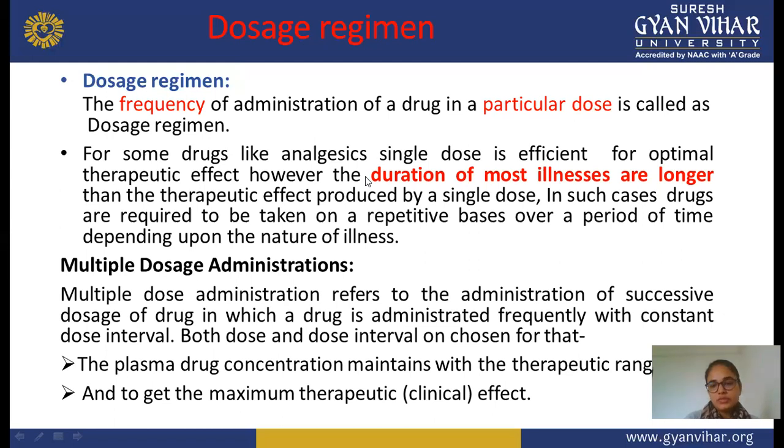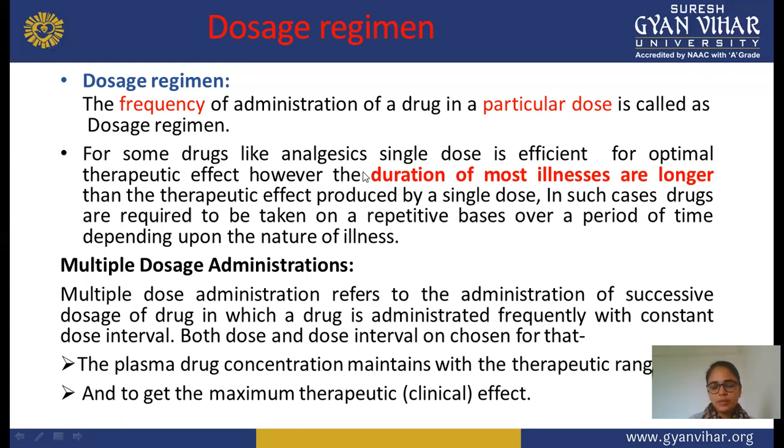Next is multiple dose administration, how you administer a certain parameter for the administration of this multiple dosing. So multiple dose administration refers to the administration of successive doses of a drug in which the drug is administered frequently with a constant dose interval. Both dose and dose interval are chosen for that. Means you are administering multiple doses, in a repetitive manner, for successive administration, and the frequency of dose administration with a constant dose interval is required. In this, both dose and dose interval are chosen for what? The plasma concentration maintained within the therapeutic range.